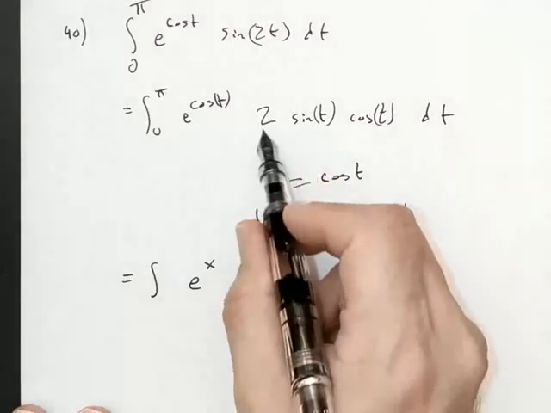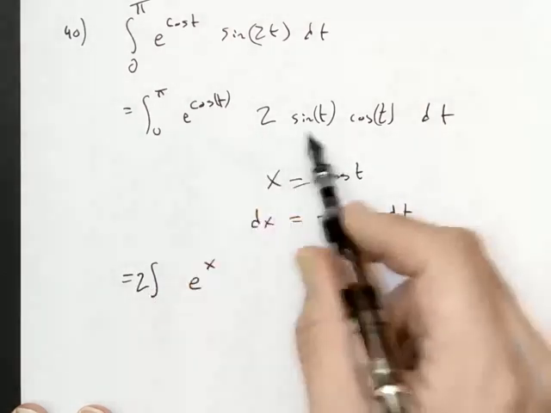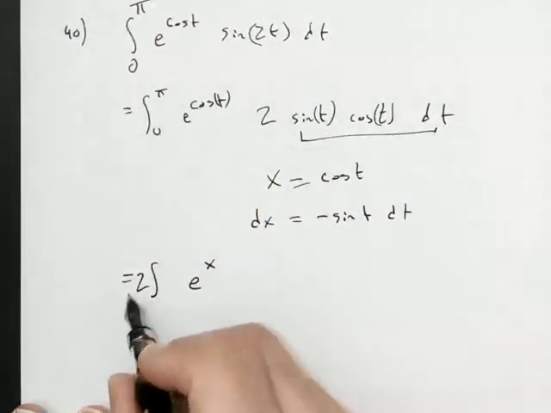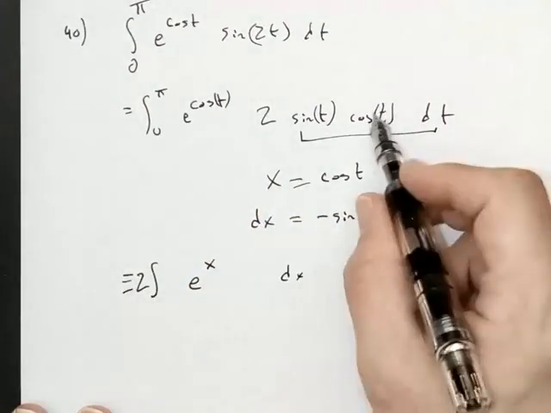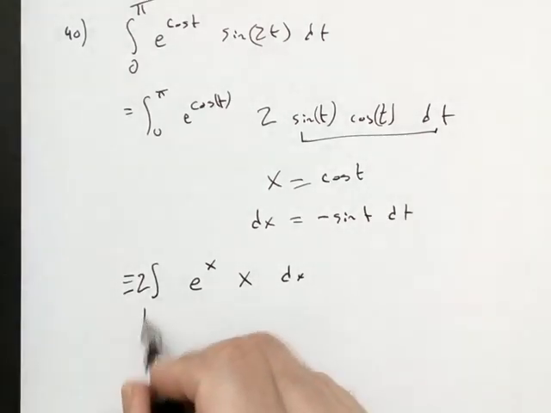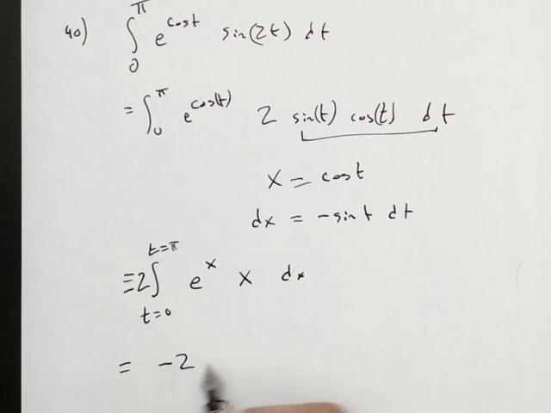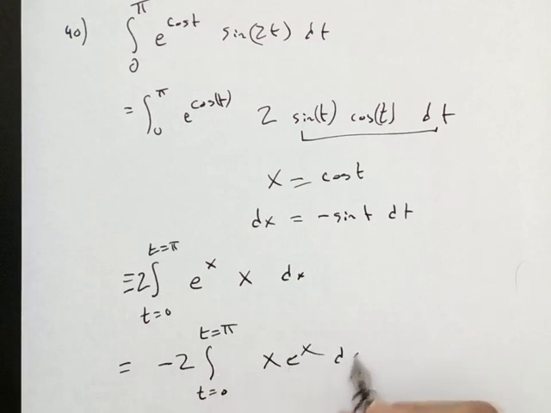And this 2, what do I do with that 2? Put it out front. That sine and the dt is going to give me the minus dx. This extra cosine is an extra x. Hey, wait a minute. X e to the x dx. There's integration by parts staring me right in the face. There's integration by parts. Right upside the head.